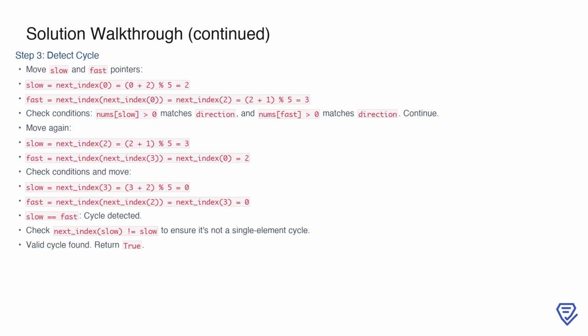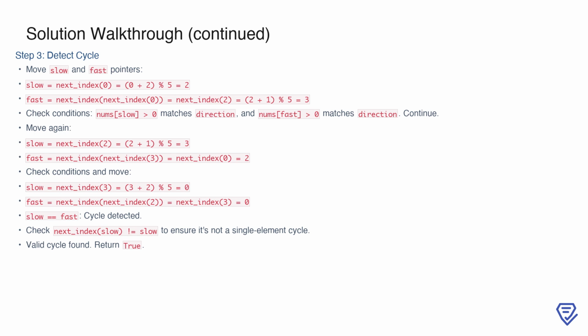The process of cycle detection begins by moving both the slow and fast pointers. First, the slow pointer moves to the next index, which is calculated as next_index(0) equals (0 + 2) % 5 equals 2. Simultaneously, the fast pointer jumps 2 steps ahead using next_index(next_index(0)), which resolves to next_index(2) equals (2 + 1) % 5 equals 3. At this point, we verify that both nums[slow] and nums[fast] align with the current direction, which they do since they are both positive.